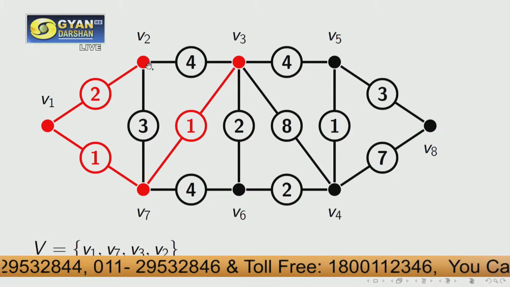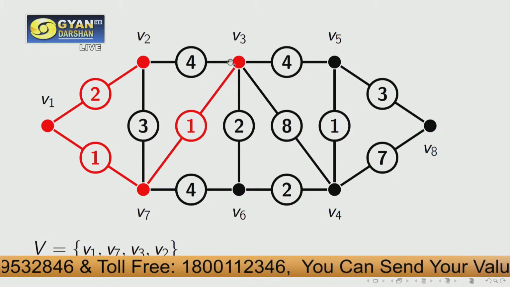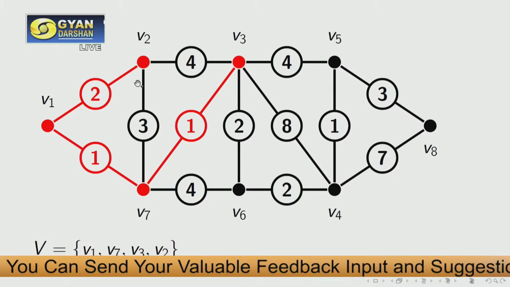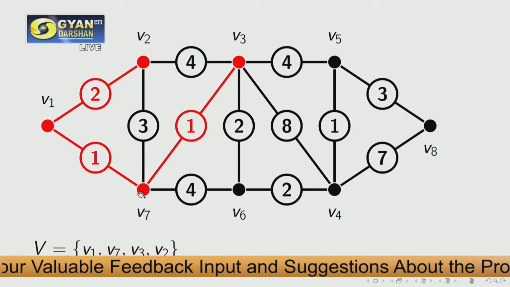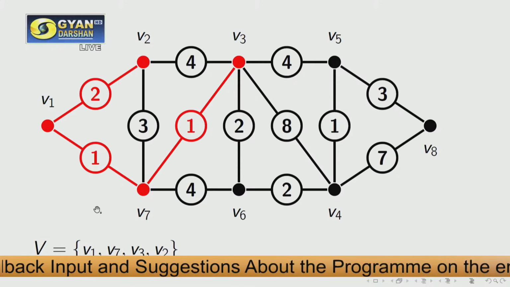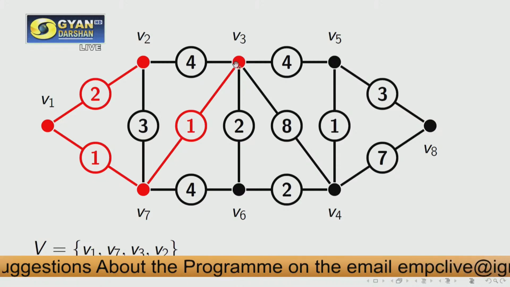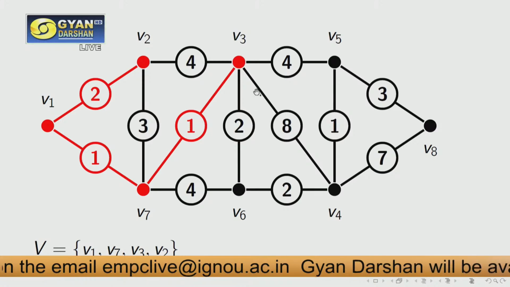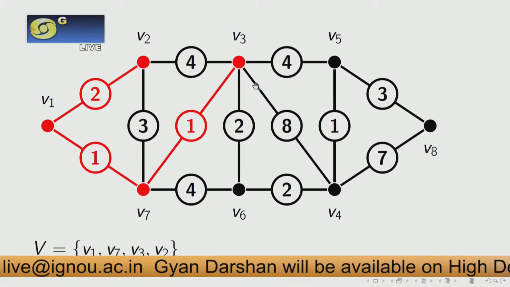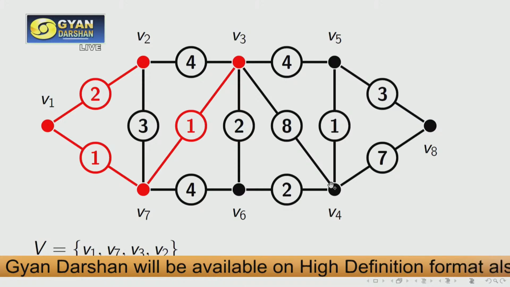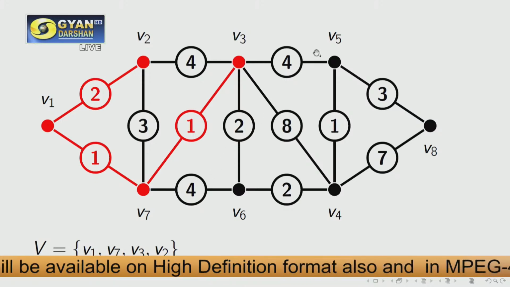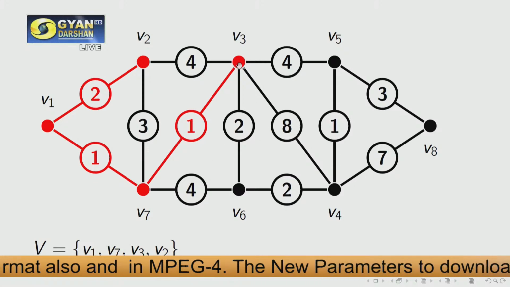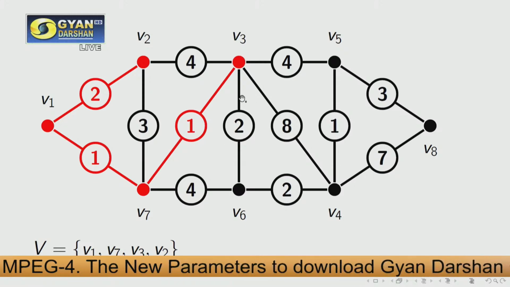Now we cannot select the edge V2, V3 because both its ends are in the tree. Likewise, we cannot select V2, V7 because both its endpoints are in V. So we are now left with the edges V7, V6, V3, V6, V3, V5, V3, V4, right? Only these 4 edges are left, and among these 4 edges, the one with the smallest weight is V3, V6, right? So we just select this one.